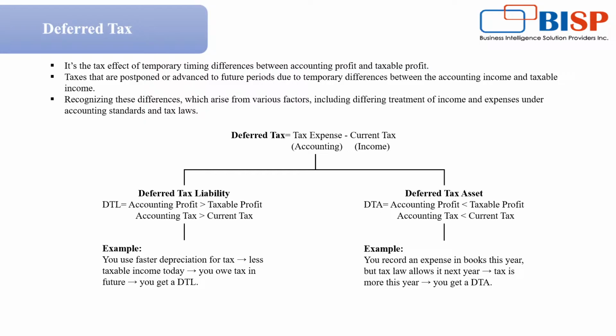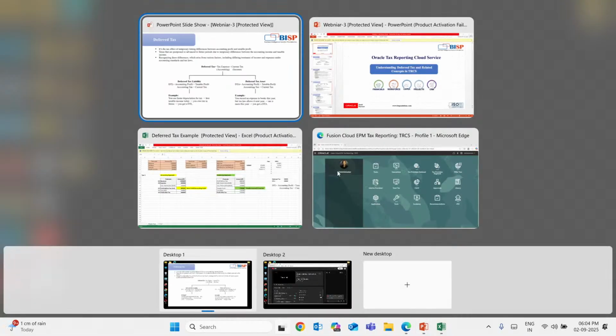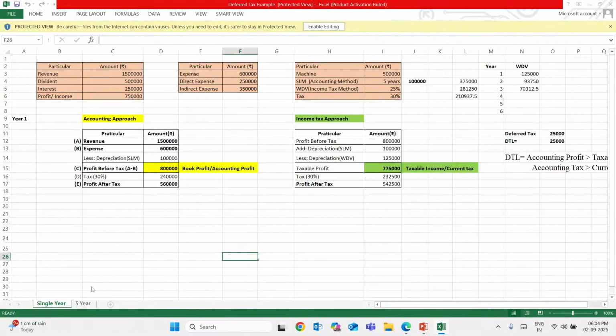Alright, so we are first going to start with what is deferred tax. Deferred tax is the tax effect of the timing difference between the accounting profit and the taxable profit. In other words, some income or expense shows up in the books, but in tax it is not there until later. So part of the tax is pushed to the future or pulled into the present. We can take a very short example.